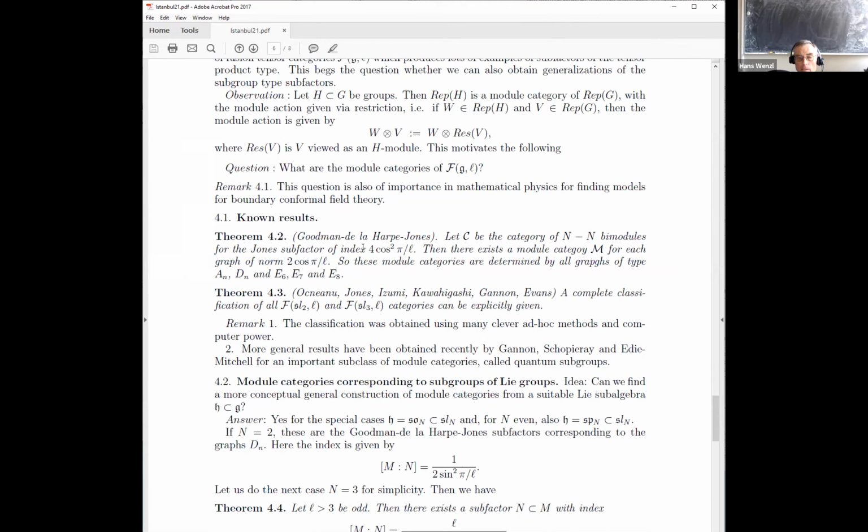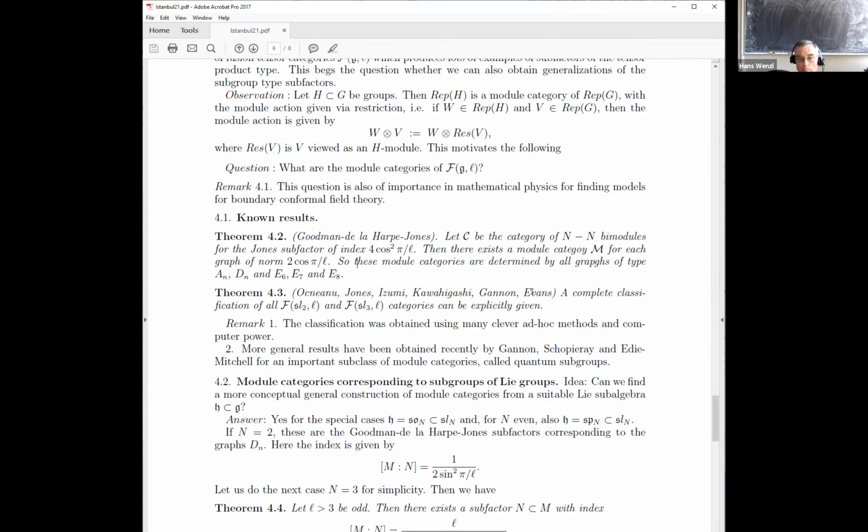Okay, so again, if you look at the category of a Jones subfactor of index 4 cos squared pi over L, then you get a module category for each graph of type AN, DN, or E6, E7, E8. Of course, here the graph depends on L. So we have at most 3 different module categories for a given L. So this was for the special case of the Jones subfactors.